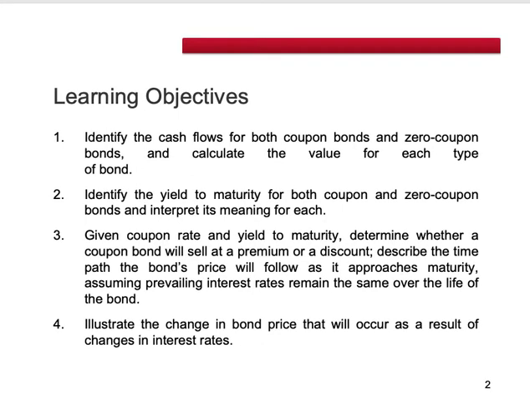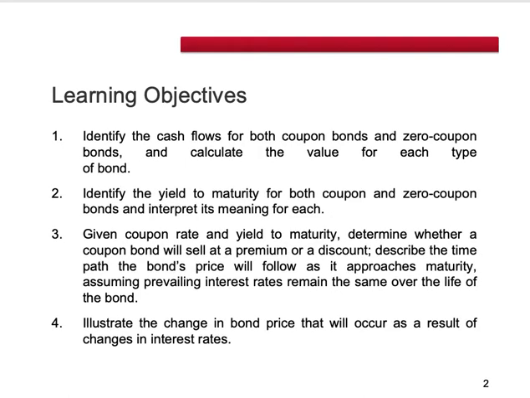Learning objective number 3 is to determine whether a bond will sell at a premium, at par, or at a discount, given the coupon rate and the yield to maturity. Furthermore, to describe the time path the bond's price will follow as it approaches maturity, assuming, of course, that the interest rates remain the same over the life of the bond. And in the last learning objective, we're going to have a look at how the bond price will change as a result of changes in interest rates.